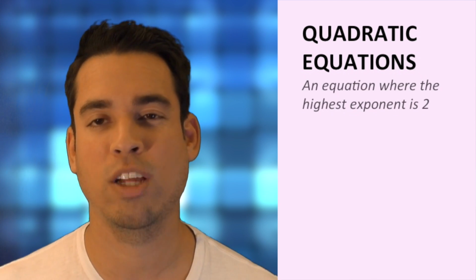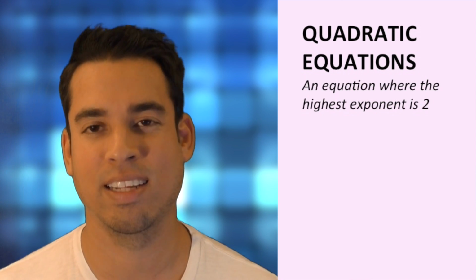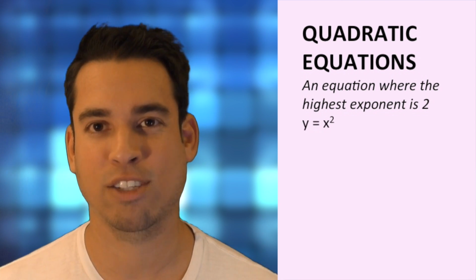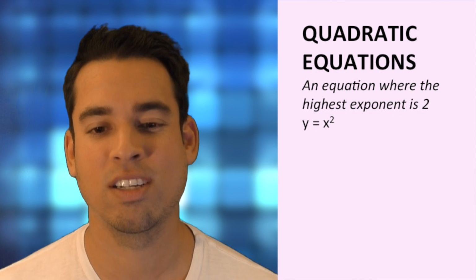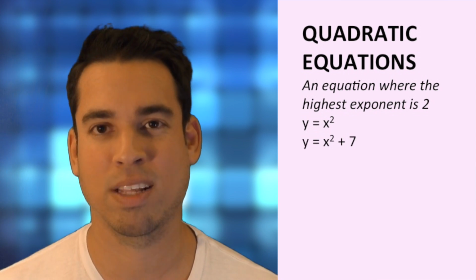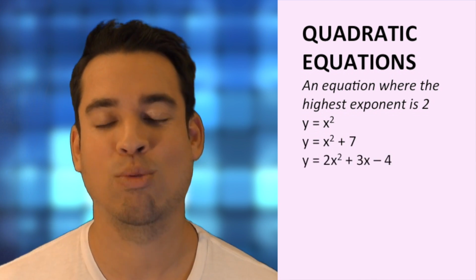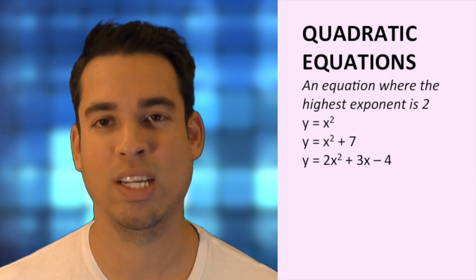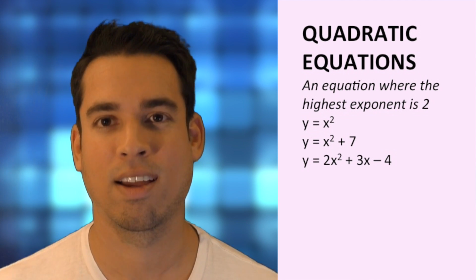Let's do it. So first of all, let's start with what is a quadratic equation or quadratic function. A quadratic equation is an equation where the highest exponent is 2. So for example, y equals x squared is a quadratic equation. So is y equals x squared plus 7, and y equals 2x squared plus 3x minus 4.